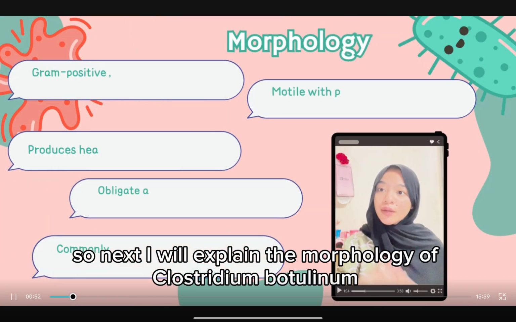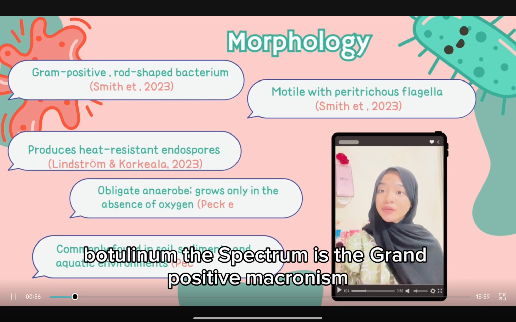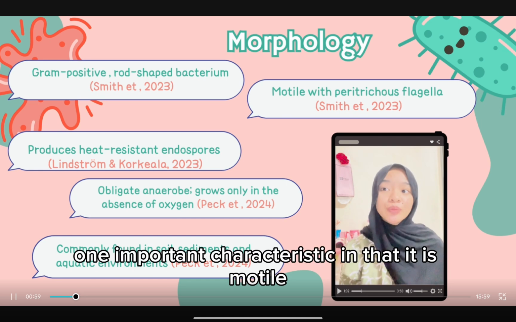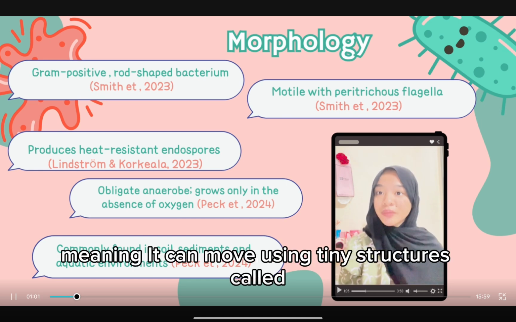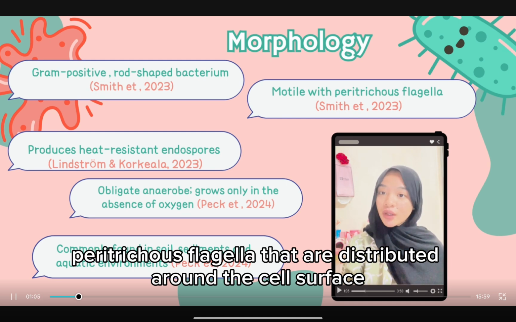So next, I will explain the morphology of Clostridium botulinum. It is a gram-positive microorganism with a rod-like shape. One important characteristic is that it is motile, meaning it can move using tiny structures called peritrichous flagella that are distributed around the cell surface.